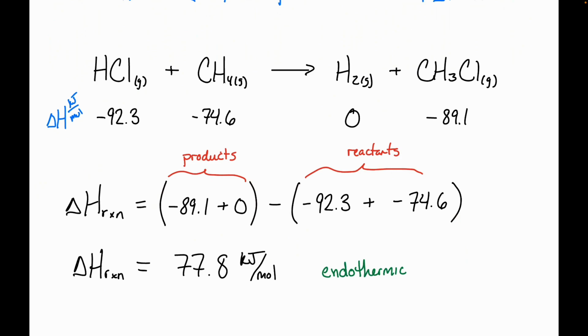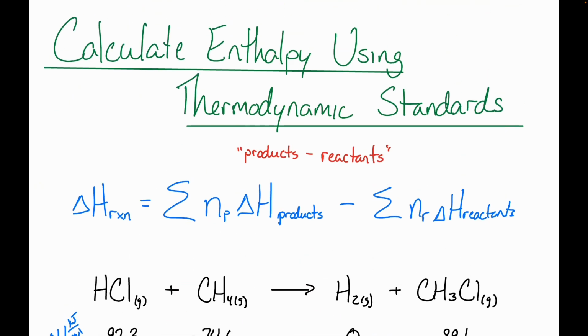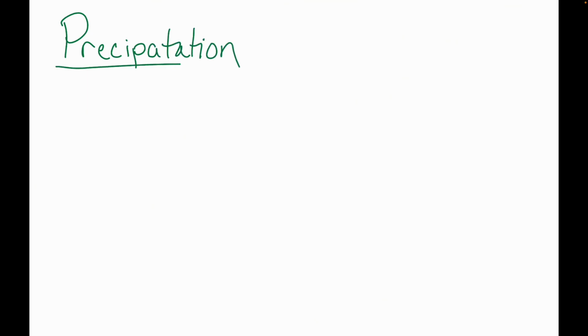Okay, we're going to play this game a few more times here, but now we're going to talk about a specific type of problem, a specific type of reaction. And these we've studied before. These are our precipitation reactions. I don't know if that's the correct spelling. It doesn't look right. Anyways, moving on.